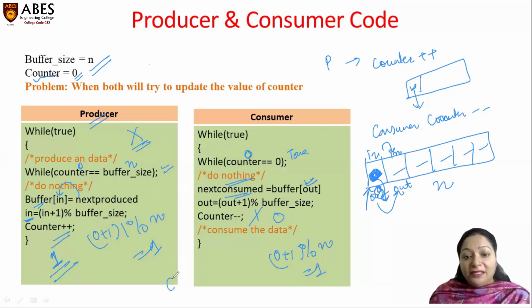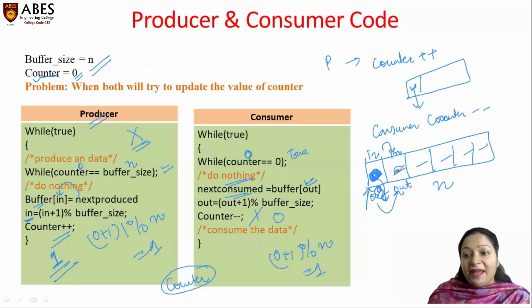Now, as you can see, both the producer and consumer are using this counter variable. This is a shared variable. So where will the problem occur? When both the producer and consumer try to use this counter variable at the same time, meaning the producer is trying to increment the value by 1 and the consumer is trying to decrement the value of the counter by 1 at the same time, then the problem arises, right?